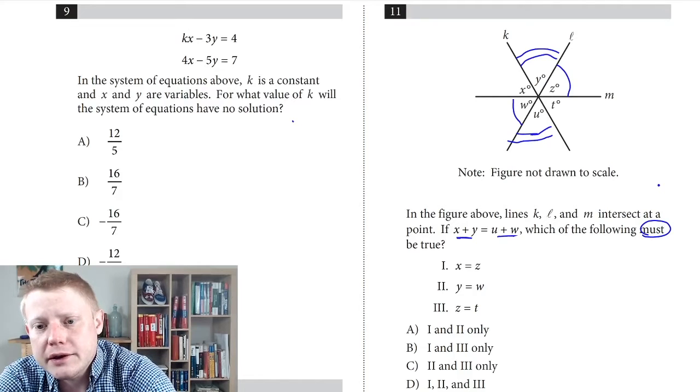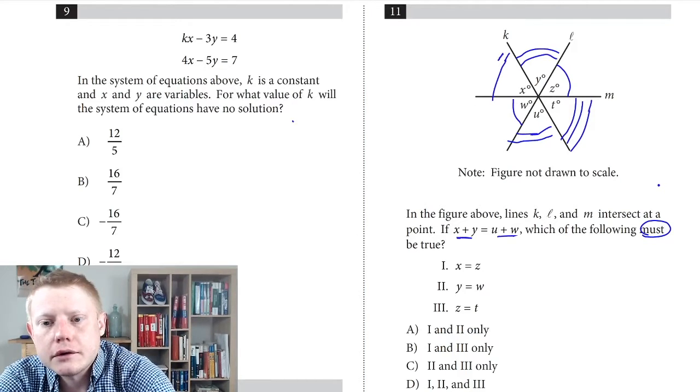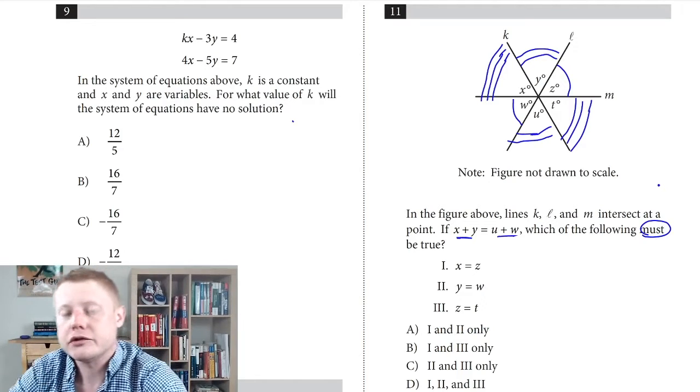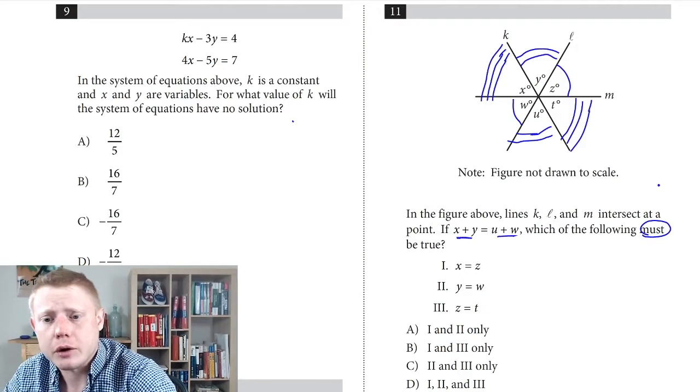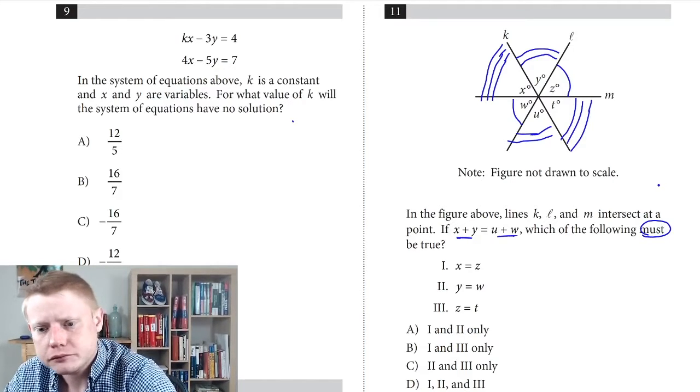And I know that t and x are equal. So I've got 3 pairs of angles, as I should, right? Now, there's nothing else I can do with this. I have no measures. I have no additional angles. I'm kind of stuck where I'm at. So I'm going to have to go back to this equation.